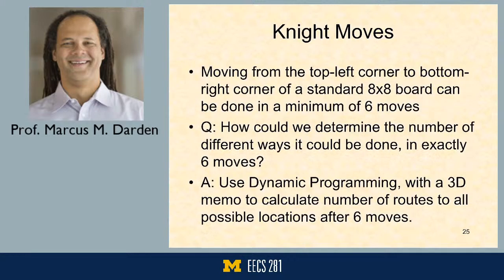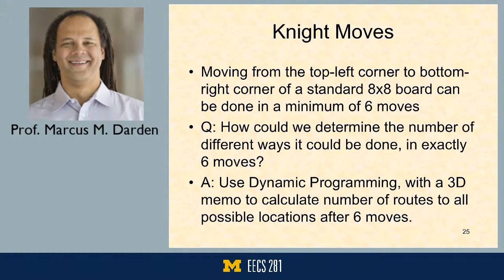Okay? So the problem we're trying to solve is, can I take a knight and move it from the top left corner of the board to the bottom right corner of the board? And I can. I can do it in as few as 6 moves. No fewer. I can do it in more, but that's unimportant right now. We're looking at the most efficient way to get it done. I can get it done in 6 moves.